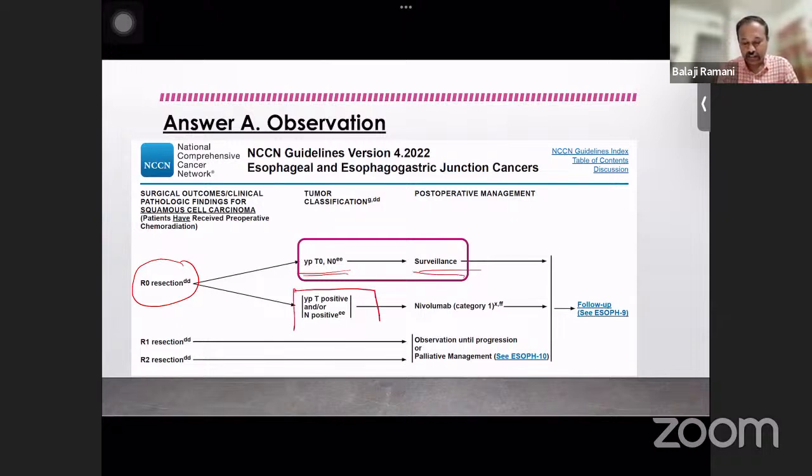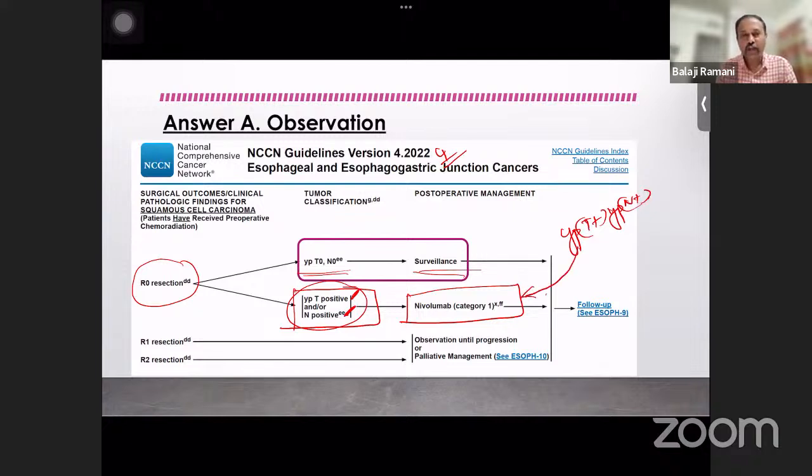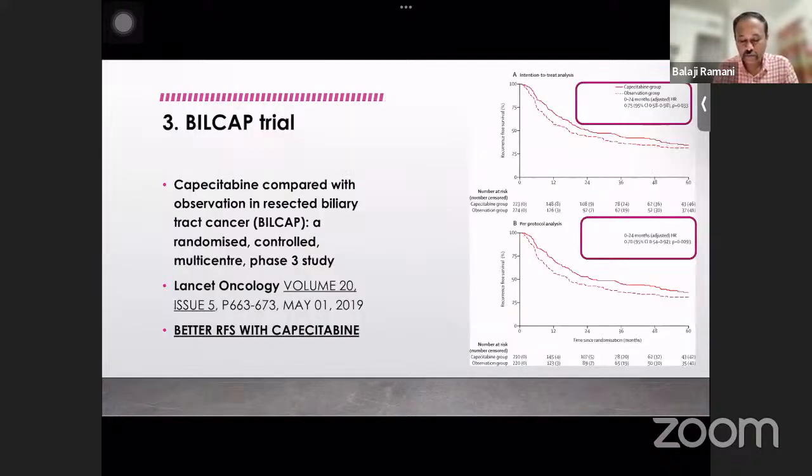Whenever there is any residue, then you have to plan for nivolumab. So this is any T or any N, you have to plan for adjuvant immunotherapy using nivolumab. This is true even in the 2024 edition of your NCCN as well. So whenever you have ypT plus or ypN plus, whenever you have any of this, then you will plan for adjuvant nivolumab as the treatment of choice.